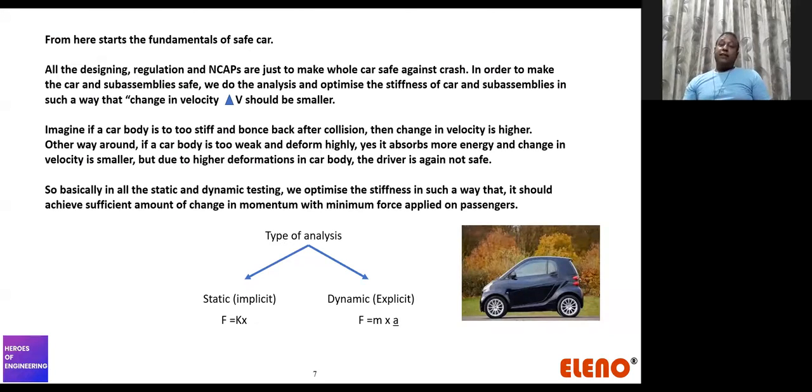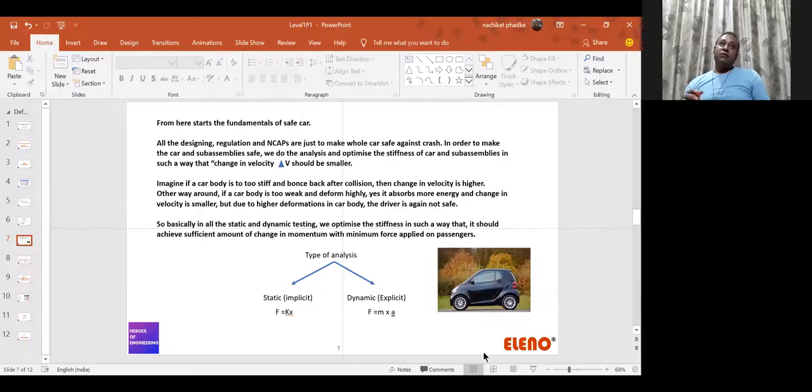Yes, I will tell you, while designing the Smart car, they kept in mind that when this Smart car collides, the other car should absorb the energy. In this way, they have stiffened the car too much, and maybe you can see the crash video available on YouTube about this car. And yes, correct, this is the Smart car.